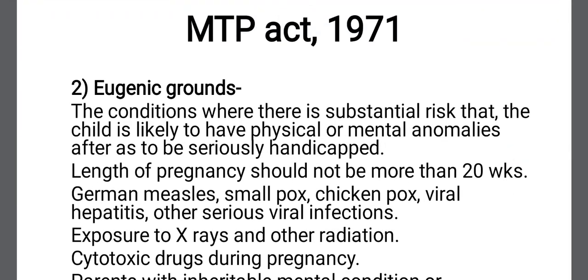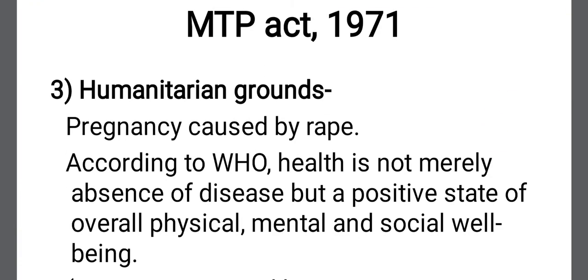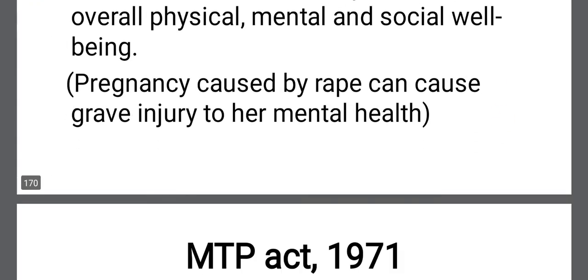Then eugenic ground, conditions where there is substantial risk that the child is likely to have some physical or mental anomaly, if she has got some viral infection, or she has got exposure to radiation, or she has received some cytotoxic drugs. Then humanitarian ground, if the pregnancy has been caused by rape.